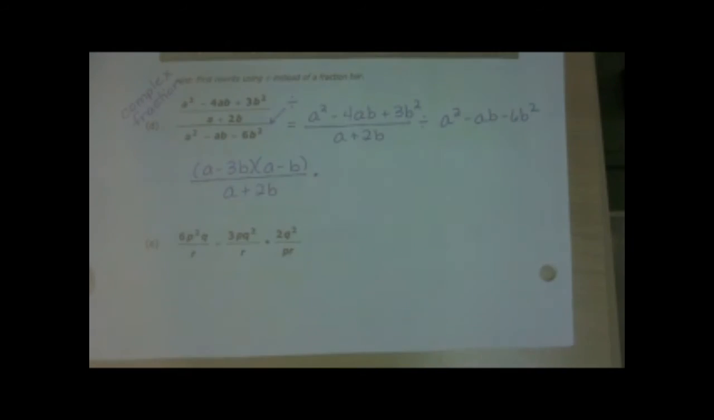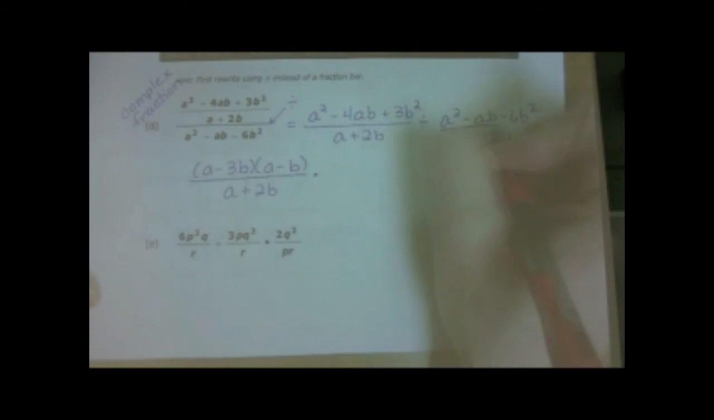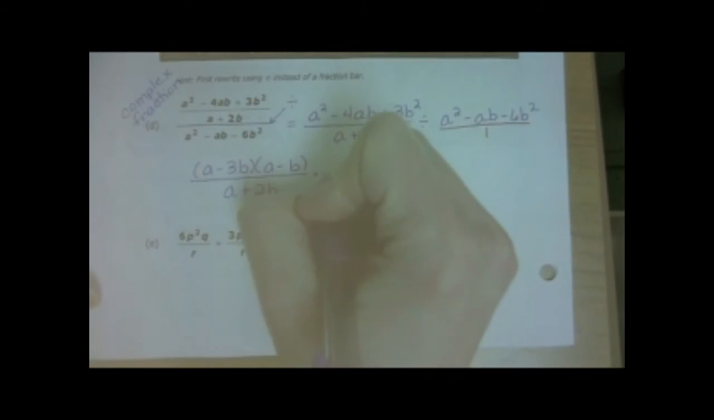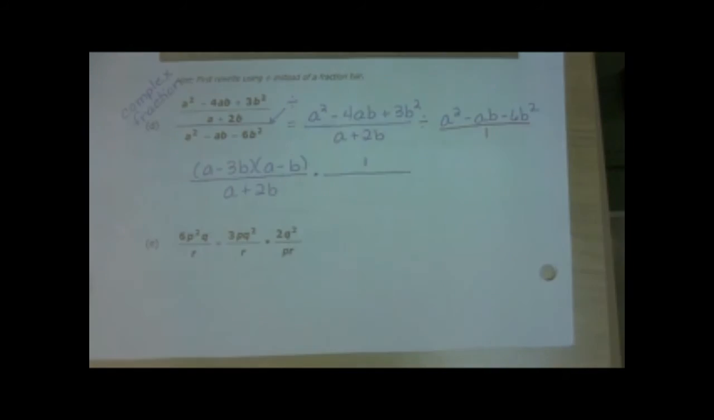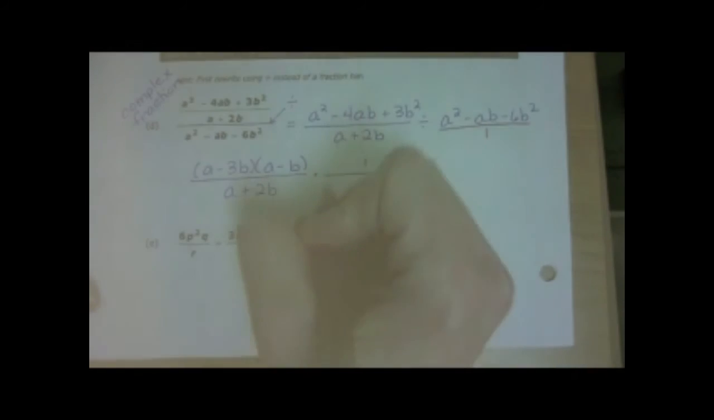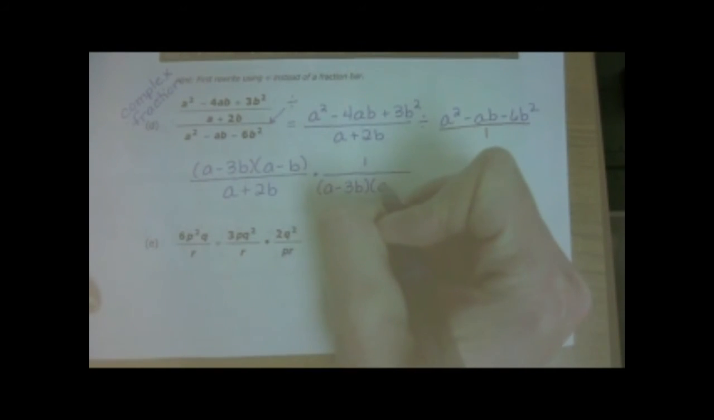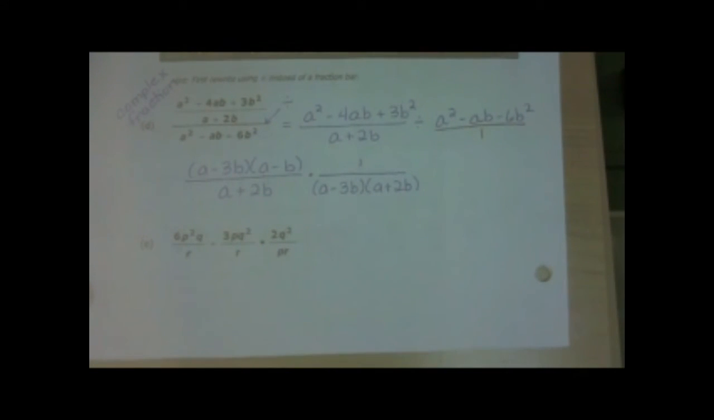Change the division to multiply. Flip this upside down. Keep in mind, this is easy to flip because if you don't see a denominator, there's a 1 there, right? So when we flip this upside down, we will have a 1 up here. Now I need to factor this. So I need something that multiplies to -6 and adds to -1. How about -3 and plus 2? So that's going to give me, because I've got the b's with them, a minus 3b, a plus 2b.